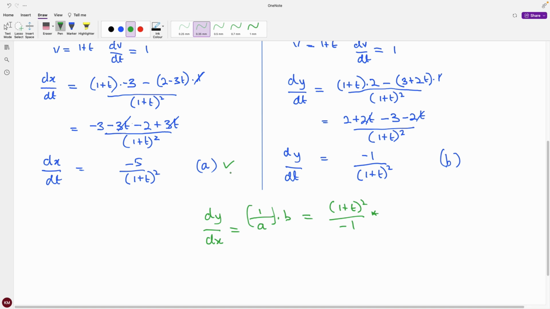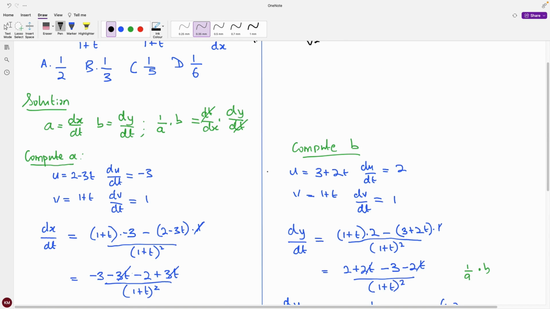Times, right? We are trying to say 1 over a dot b, right? So we are going to multiply with b, which is going to be minus 1 all over 1 plus t squared. Actually, yeah, this is minus 5, sorry. So in this situation, we can cancel out this, cancel out this, cancel out the minus and the minus, and this is going to give us 1 over 5. So this is the final solution, 1 over 5.